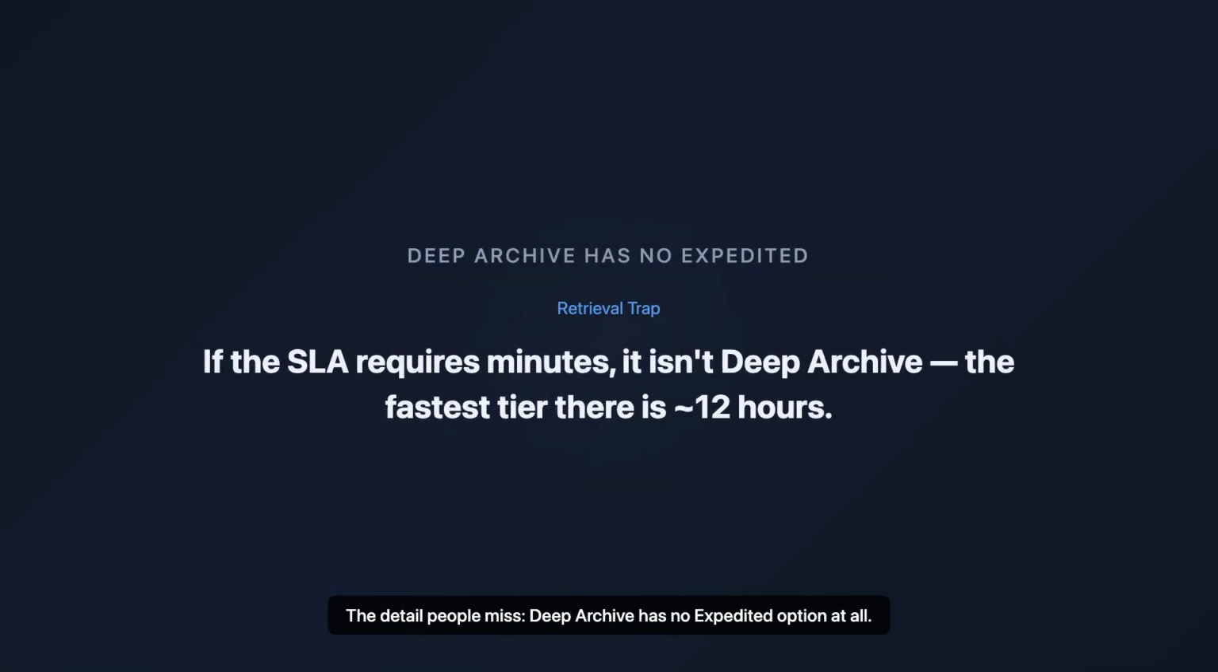The detail people miss: Deep Archive has no expedited option at all. The fastest you can get data back from Deep Archive is roughly 12 hours. So if the scenario requires retrieval in minutes, Deep Archive is gone, period. Expedited only exists on Glacier Flexible Retrieval.